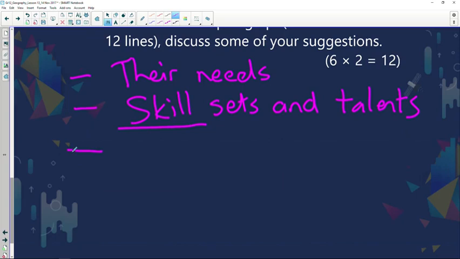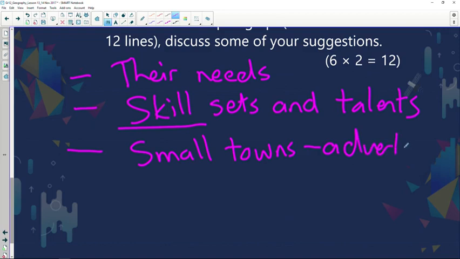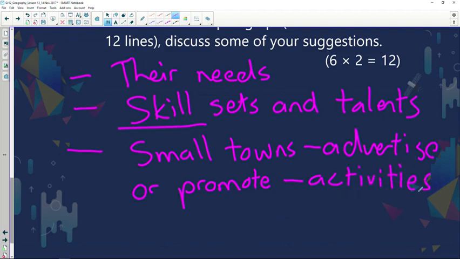And then small towns can advertise or promote activities that are taking place. For instance, let's use Cape Town as an example. There are many small towns surrounding Cape Town. Paarl, for example, a very small town 50 kilometers from Cape Town, can promote the town of Paarl with their school rugby. Paarl Boys and Paarl Gymnasium are some of the best schools in South Africa regarding rugby, and they can attract people to come and join them when these two schools play rugby against one another.